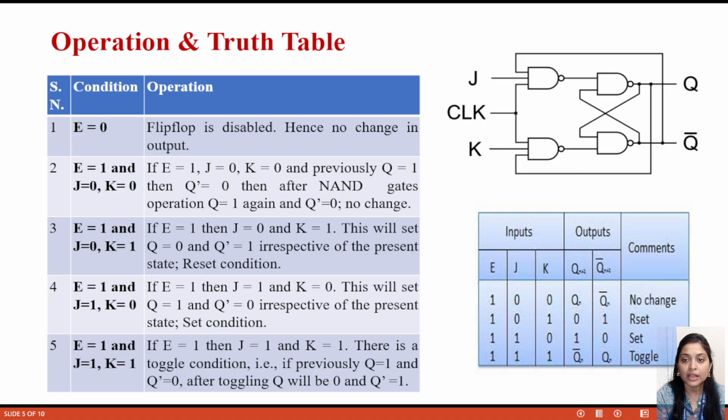This is actually the advancement of the JK flip-flop from the SR flip-flop. Here I have written all the steps, where E is the enable or clock input. In all 4 conditions, clock is 1: 0 0 means no change, 0 1 means reset, 1 0 means Q equals 1, Q bar equals 0, this is set, and 1 1 is called toggle condition.